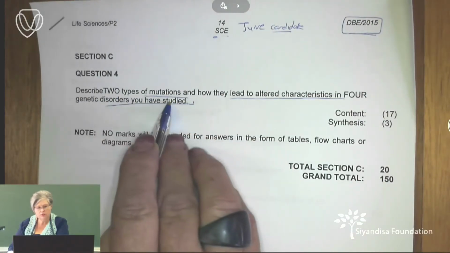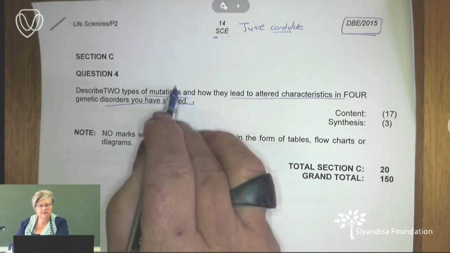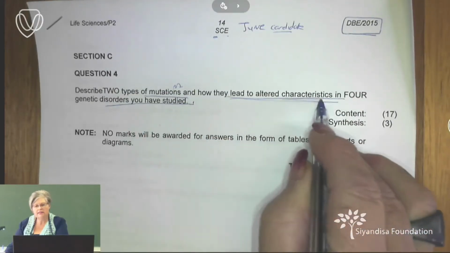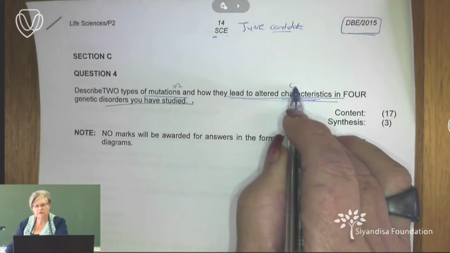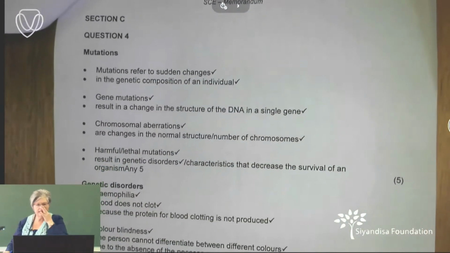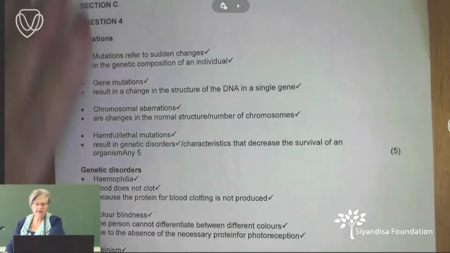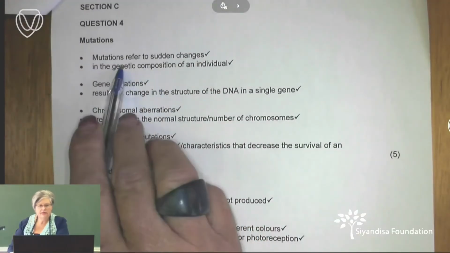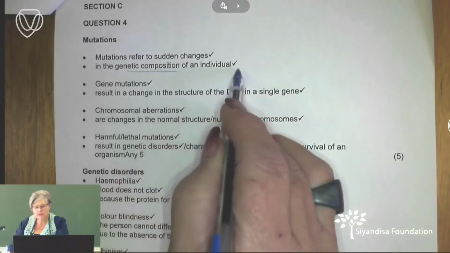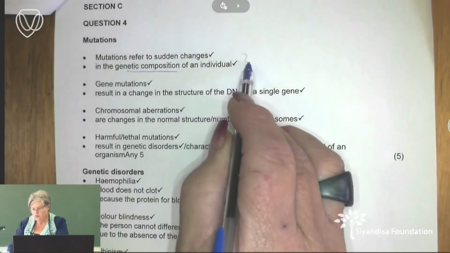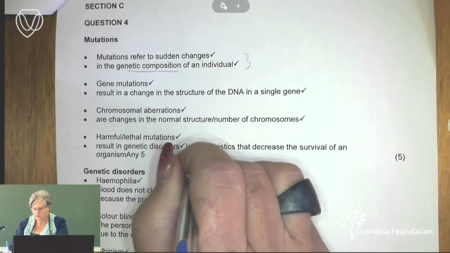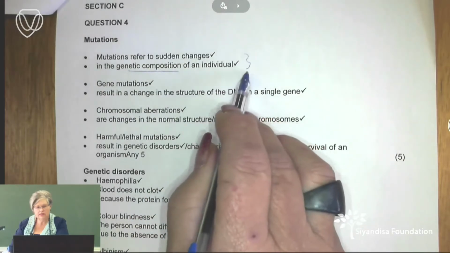So describe 2 types of mutations is easy, it's level A. How they lead to altered characteristics in the genetic disorders is level C. If we quickly look at the memorandum, it says mutations refer to a sudden change in the genetic composition of an individual. So if you want to study something on mutations, I really suggest that you get hold of this paper because it was very nice.